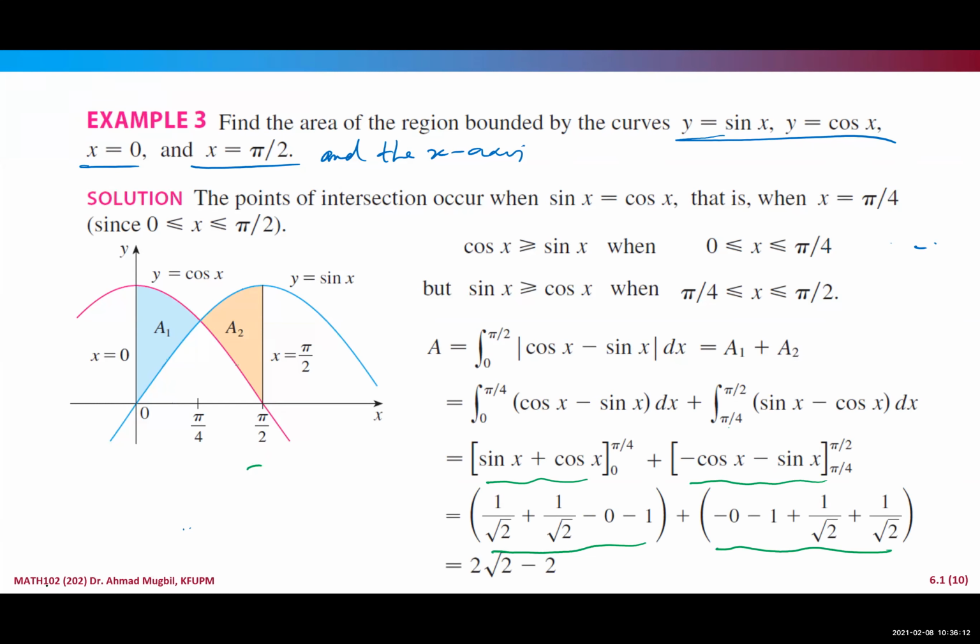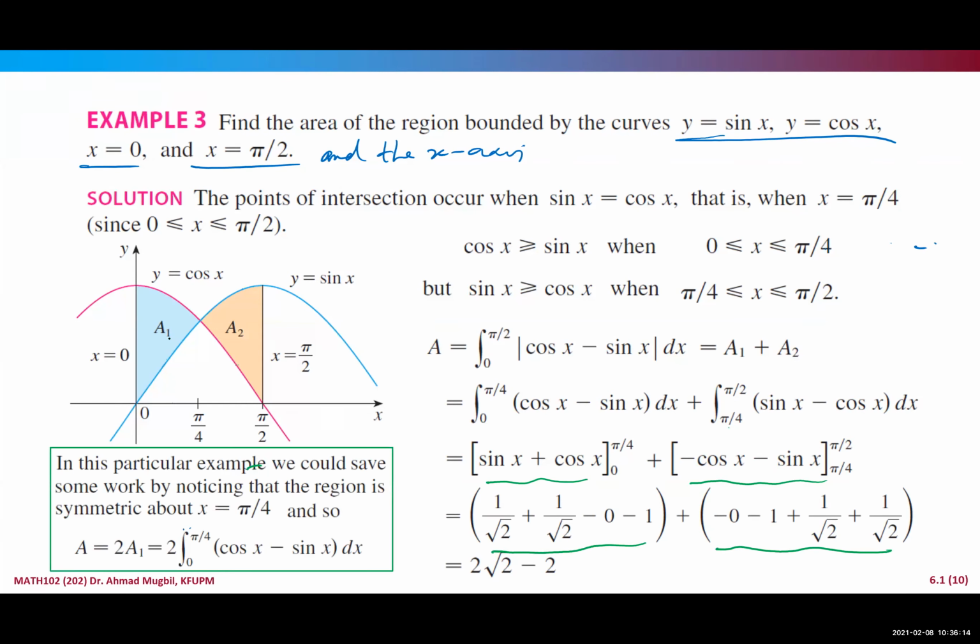You could save some time if you just notice that the areas are the same. So you will just calculate, for example, A1, just A1 from 0 to pi over 4, and then multiply by 2.